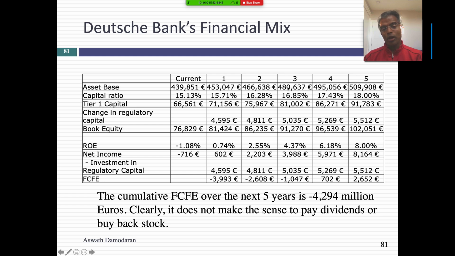I've projected out what will happen to the asset base over time, giving Deutsche a fairly low growth rate. And I've assumed over time that Deutsche is going to try to move its Tier 1 capital ratio from 15.13 to 18%. As the Tier 1 capital ratio goes up, each year I get a much higher Tier 1 capital. You're saying, what am I going to do with this? Take year 1. My Tier 1 capital has to go from 66,561 to 71,156.